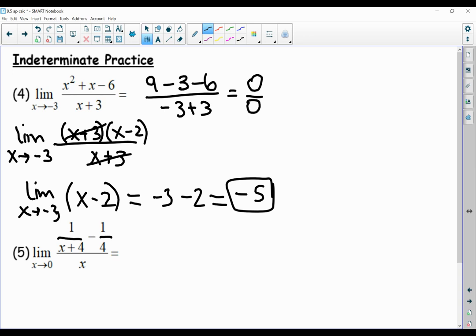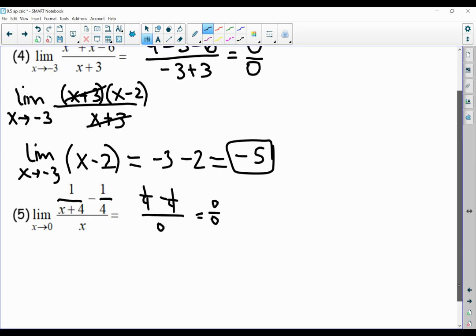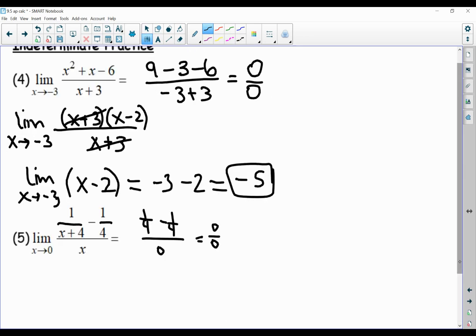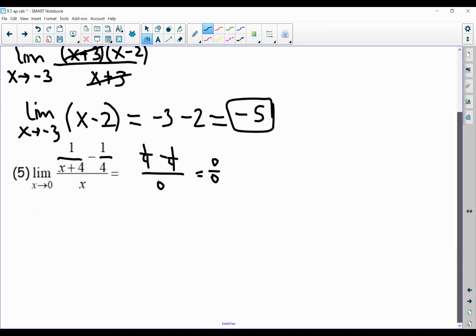All right, so if we look at example 5, and you're asking yourself, how would I solve this problem? Well, I'm going to start by plugging in 0, which gives me 1/4 minus 1/4 over 0, which is 0 over 0. You knew that was coming because the whole section is called indeterminate practice, right? But what we're going to do here is talk about how we would simplify this. So think on your own, what are some strategies that you would use here to try to simplify or rewrite the expression?